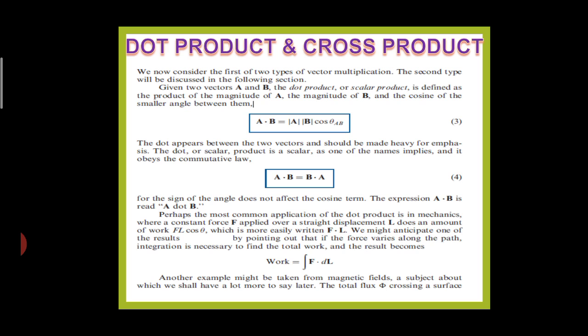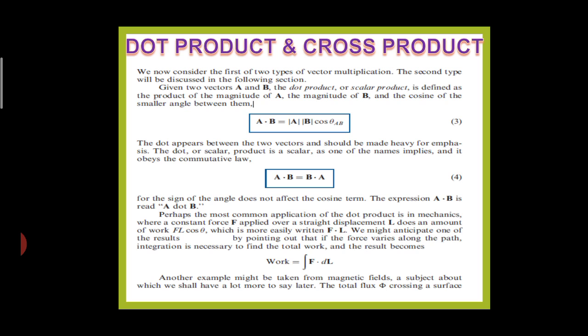Now, we consider the first of the two types of vector multiplication. The second type will be discussed in the following sections. Here there are two given vectors A and B. The dot product or scalar product is defined as the product of the magnitude of A, the magnitude of B, and the cosine of the smaller angle between them.